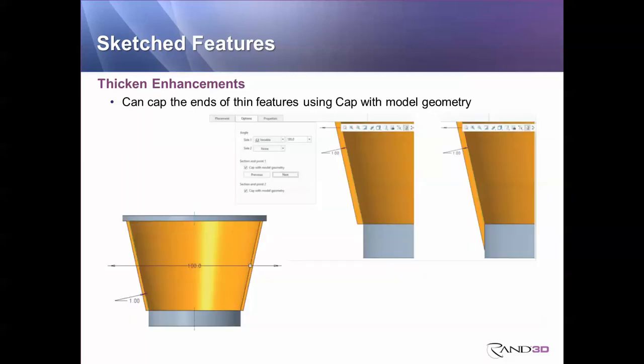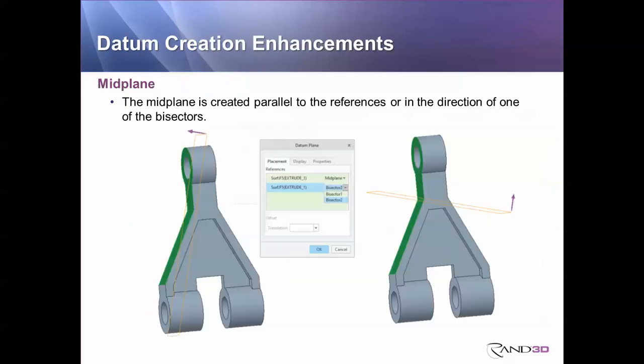When it comes to the thicken option, you have an enhancement to the thicken command where you can cap the ends of a thickened feature, which allows for more flexibility in your design. The Datum plane feature has gone through an enhancement as well. There is a mid-plane option that can be used when creating a reference parallel to another, and also in a direction of one or more other references, which are considered bisectors.